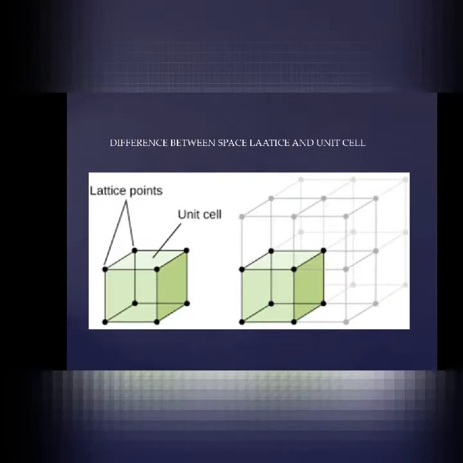Now, what is the difference between the space lattice and the unit cell? In the right side picture, the whole structure is a space lattice, but only the small colored one is the unit cell. That is, the unit cell is the repeating unit of a space lattice, and the black dots are the lattice points, which are atoms but considered as points. That's why it's known as the lattice point.